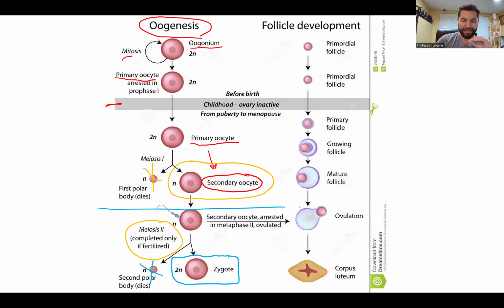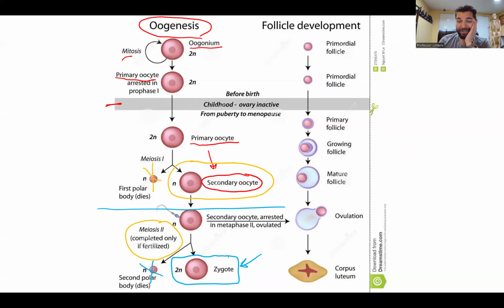Keep in mind, this below the line only happens if fertilization occurs. Otherwise, you just have that secondary oocyte, which hasn't completed meiosis. It gets ovulated, it gets released. Goodbye, and then we restart. So a key factor here is that the secondary oocyte completes meiosis upon fertilization, and then we form our zygote. In the next lecture, we're going to talk about that and what happens next.